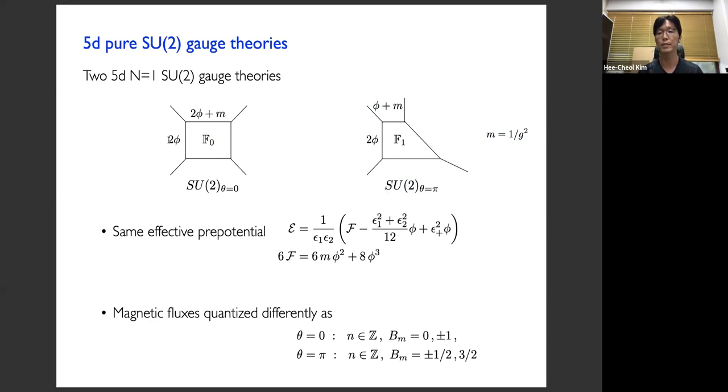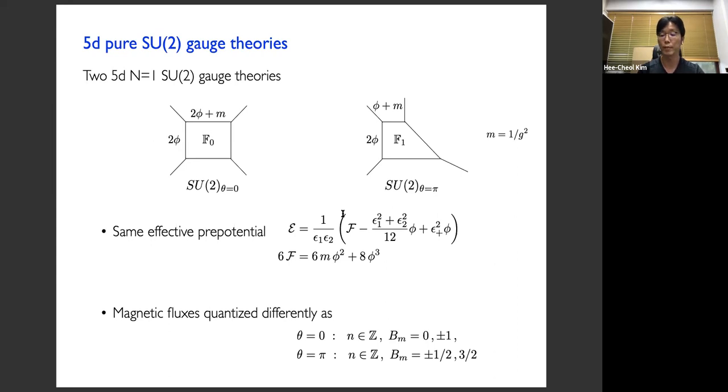On the other hand, they have different instanton spectrum. The ground state of the one instanton is the state coming from this curve in F0 with mass 2 pi plus m. And it turns out that this state coming from this cycle is a vector multiplet. On the other hand, the instanton state for this F1, or SU2 at theta equals pi theory, is a hypermultiplet. So these 2 theories are distinguished by the instanton spectrum.